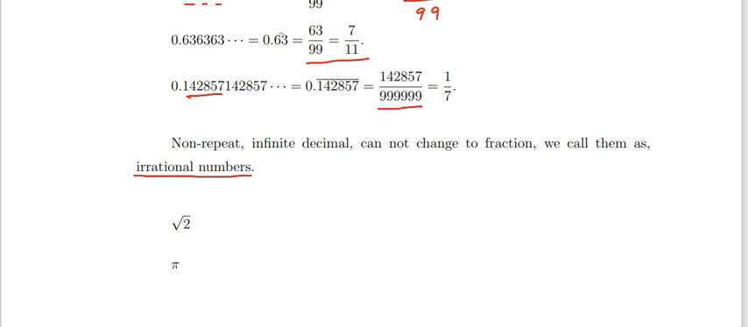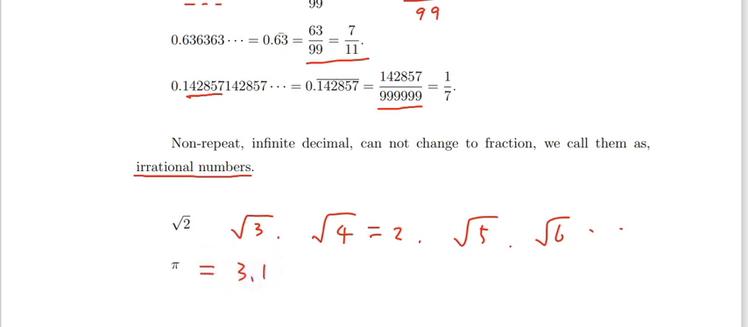Typical irrational numbers are radical numbers, like the square root of 2, the square root of 3. The square root of 4 is okay, right? The square root of 5 is not okay, 6 is not okay. All those are irrational numbers. Also there is a really famous irrational number, pi. Pi equals 3.1415, with infinite digits.